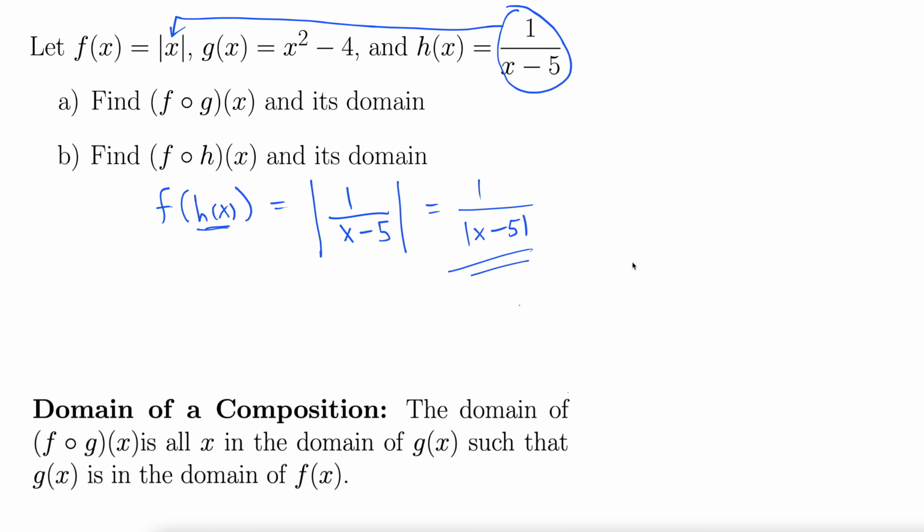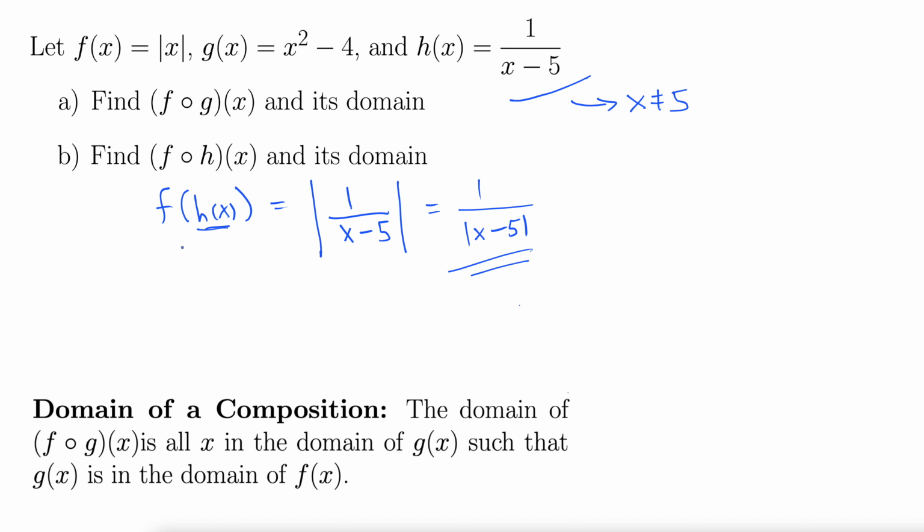Now onto the domain. To find the domain, you start with the domain of the inside function. So this is the domain of h of x first. We can look right here and we note that right off the bat, x does not equal 5, because the denominator can't be 0. When we solve it out, we get 5. So that's one restriction.